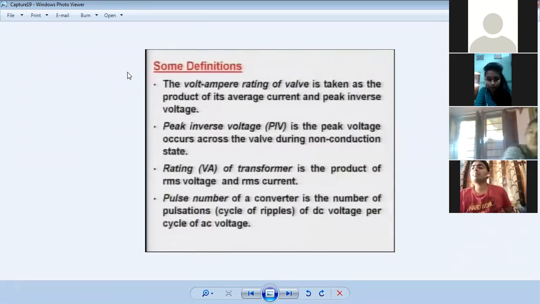And the pulse number of a converter is the number of pulsation cycles, that is, the cycles of ripples of the DC voltage per cycle of AC voltage. These are the definitions we need for analysis of a simple rectifier circuit. Okay.